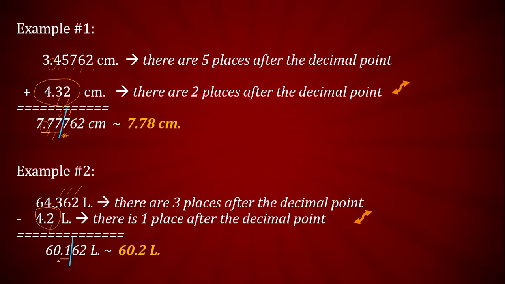So let's go back to your calculated answer. You got 60.162. After the decimal point, I'm just going to grab the 1 and then I cut. After the cut, let's look at whether we need to round it up, and it's a 6. So therefore, I need to round this 1 to a 2. So our final answer is 60.2 liters.